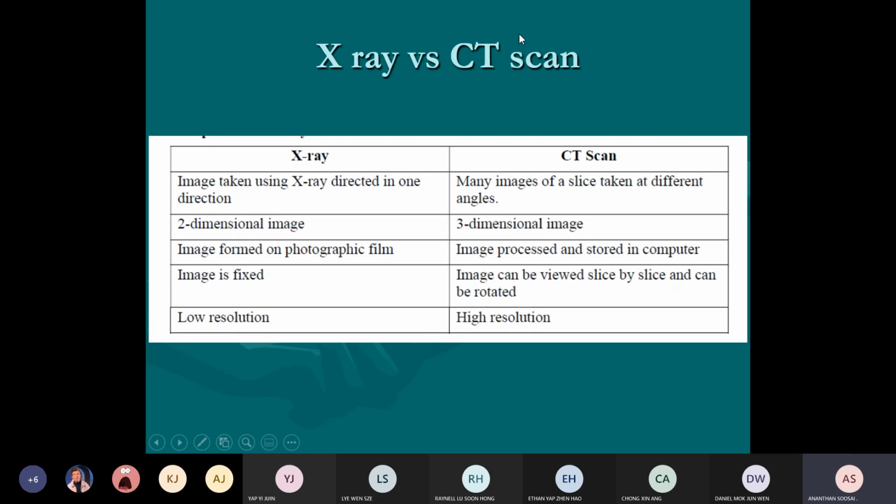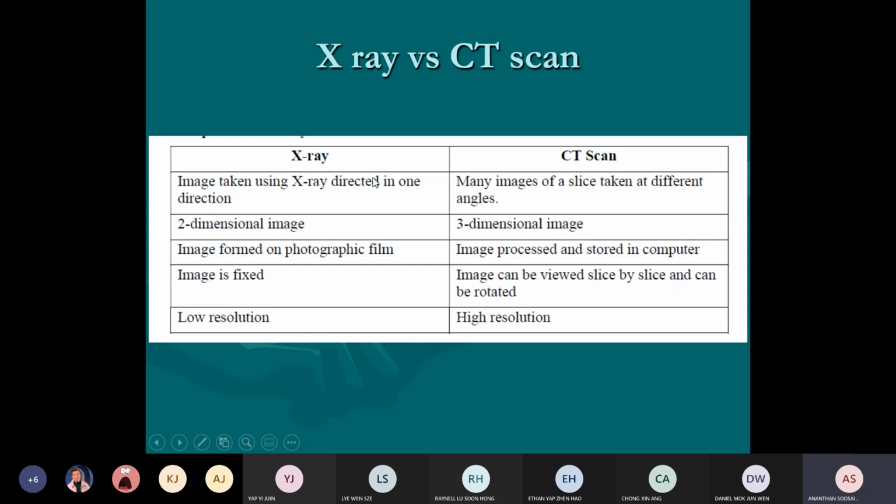You have to know the differences between X-ray and CT scan. There are 5 differences. First difference is, of course, X-ray is an image taken using an X-ray directed in one direction. CT scan is many images of slices taken at different angles. X-ray is a 2-dimensional image. CT is a 3-dimensional image.